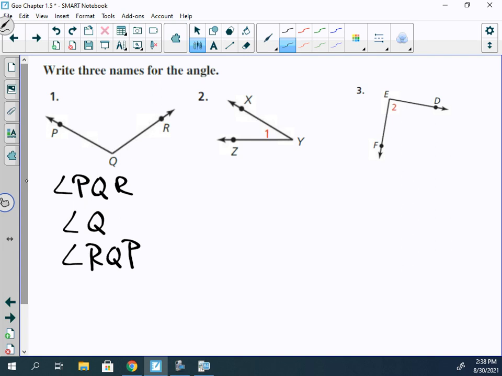Why is it just Q? Because Q is the what? Vertex. Now, since there's only one angle, well, there's two, but there's only one main angle that we have here, we can name it by its vertex. Now, from here to here would be the main angle. We could technically say that this here is another angle, but we do not reference it. We mainly reference the one that is less than 180.